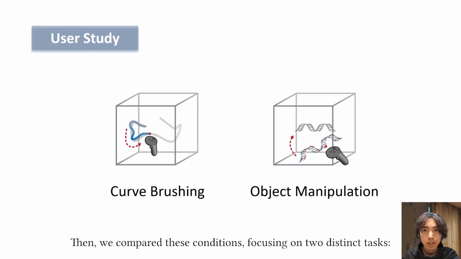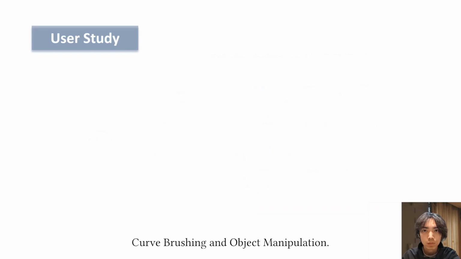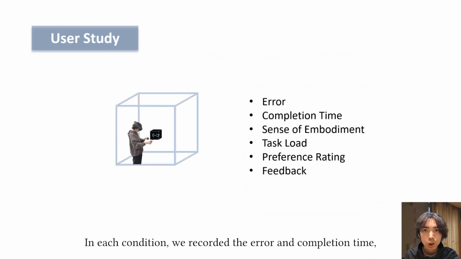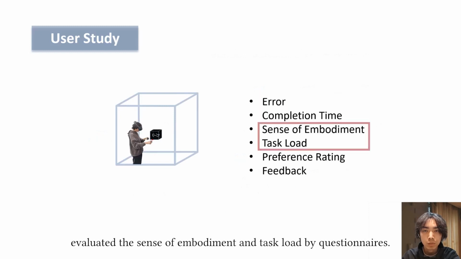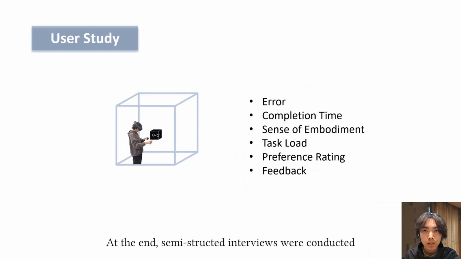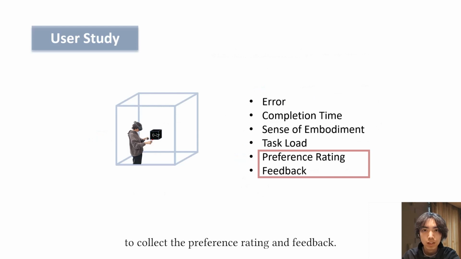Then, we compared these conditions, focusing on 2 distinct tasks, curve brushing and object manipulation. In each condition, we recorded the error and calculation time, and evaluated sense of embodiment and task load by questionnaires. At the end, semi-structured interviews were conducted to collect the preference rating and feedback.